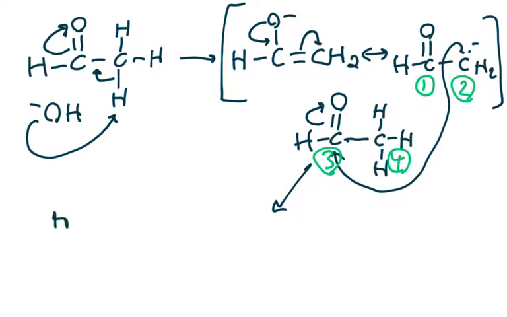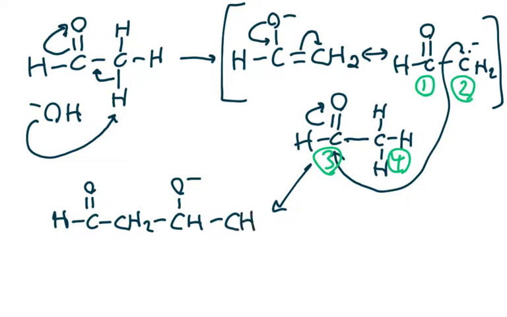So if we start over at 1, we have 1, 2, 3, and 4. Take a look at that for a minute, make sure you can kind of see where everything is.